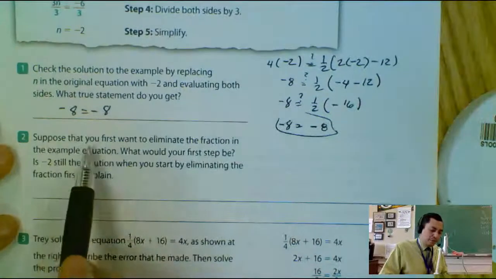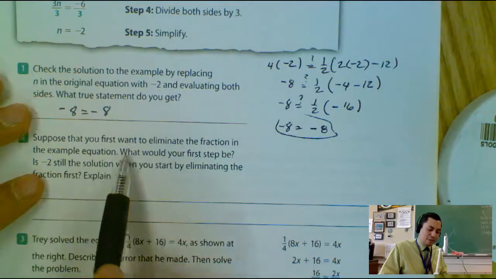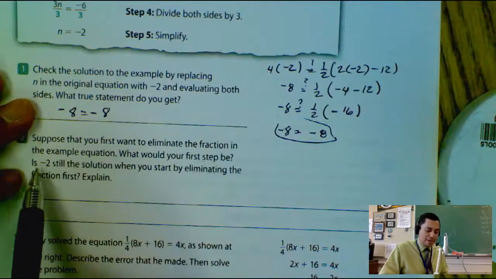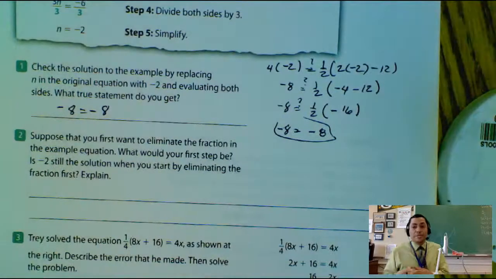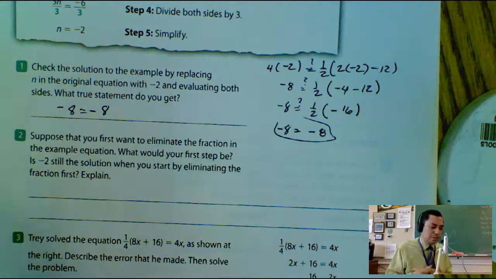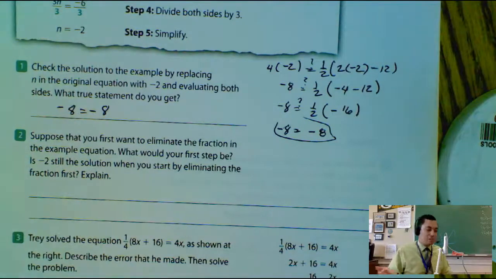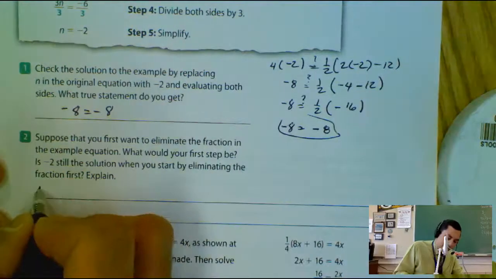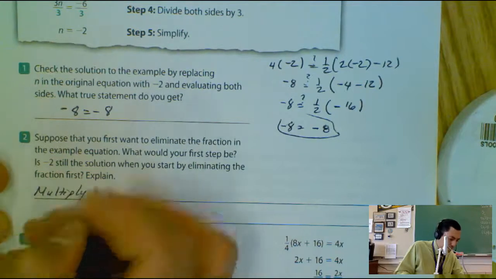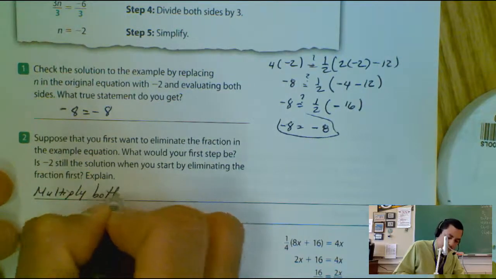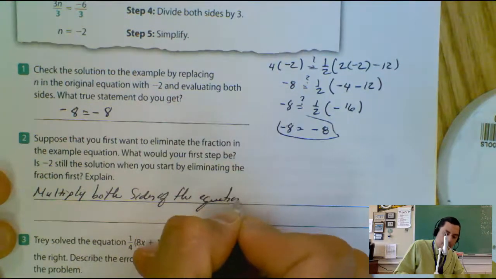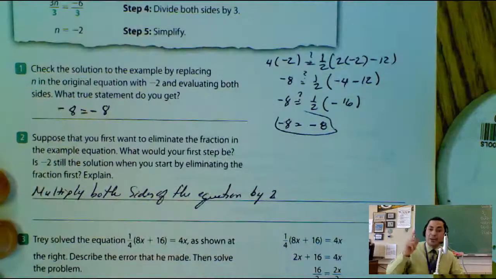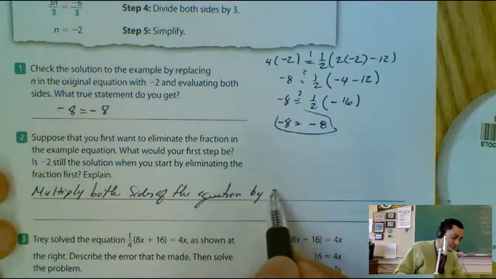Number 2. Suppose that you first want to eliminate the fraction in the example equation. What will you do first? What will be the first step? Is negative 2 still the solution when you start eliminating the fraction? First, explain. The solution is going to be the same. What I'm trying to do by eliminating the fraction is to avoid doing those steps with fractions, because some students have problems with fractions. So in this case, we're going to multiply both sides of the equation by 2, which is the denominator. So we need to cancel the denominator. So we multiply both sides of the equation by 2.